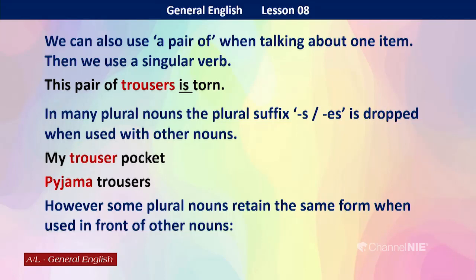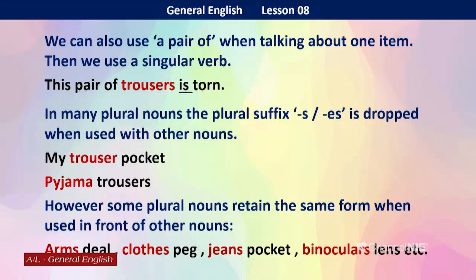However, some plural nouns retain the same form when used in front of other nouns. Arms steel, clothes peg, jeans pocket, binoculars lens, likewise.